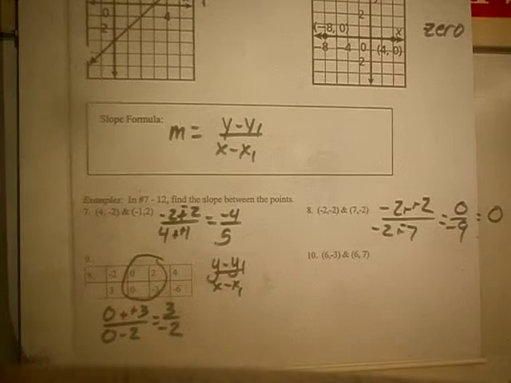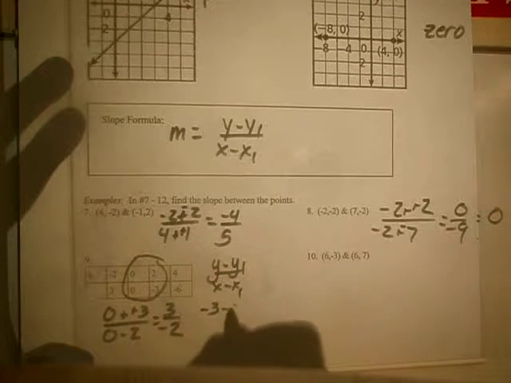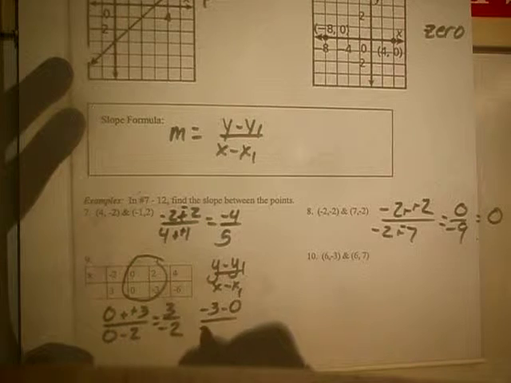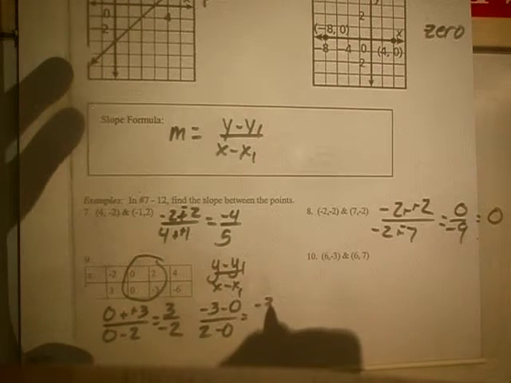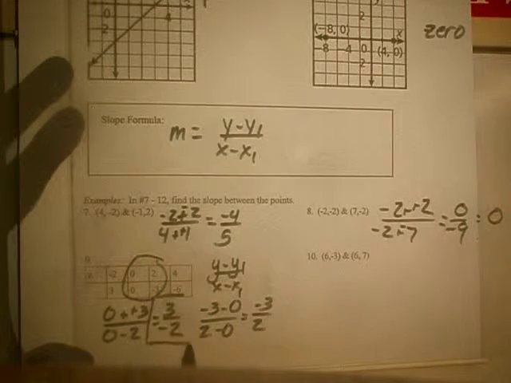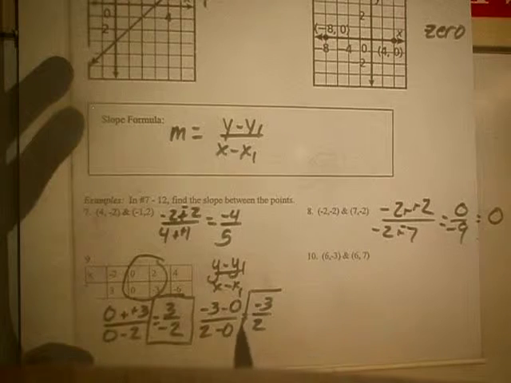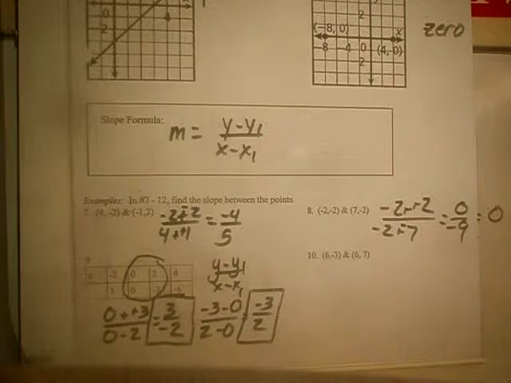If you chose to do that in the opposite direction, and you did negative 3 minus 0 and 2 minus 0, you would have negative 3 over 2. And these numbers, 3 over negative 2 and negative 3 over 2, are the same. So it doesn't matter which x or which y you start with. Whichever y you start with, you have to start with that x.